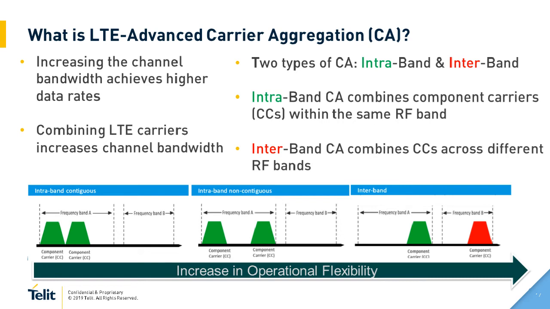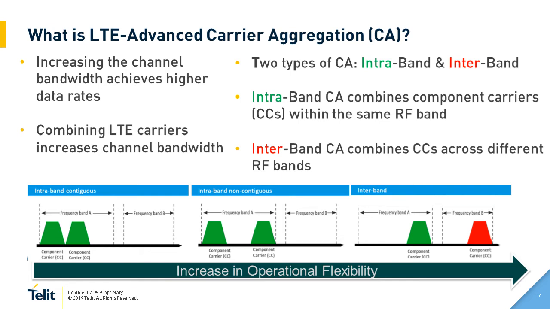Now, combining the LTE carriers can be done in two ways. Intraband is a technique which combines the component carriers within the same RF band. The same RF frequency band is not very prevalent, because typically the auction by the FCC auctions the spectrum and operators typically win the spectrum in different frequency bands. But some operators, in fewer cases, have been able to accumulate spectrum in the same band, so they can leverage intraband CA combinations.